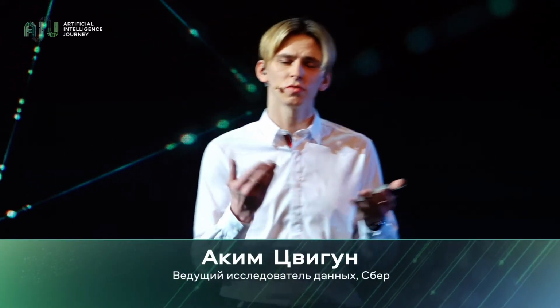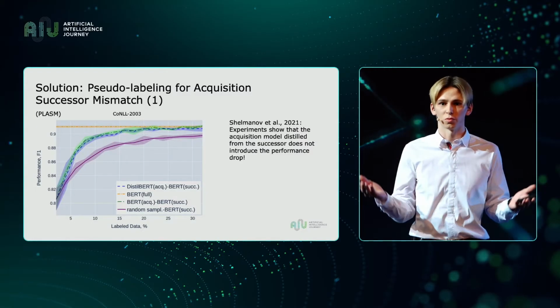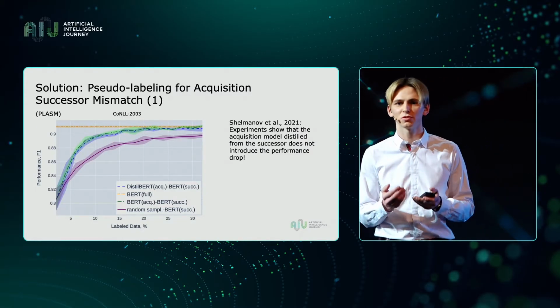So we saw that acquisition successor mismatch leads to lower performance, not only when the acquisition and successor relate to different types of models, but even when they are of the same type, which are transformer-based models. We decided to check the following hypothesis: what if the acquisition model is distilled from the successor model? Logic says that they will have similar probability rates, so there is not going to be a performance drop.